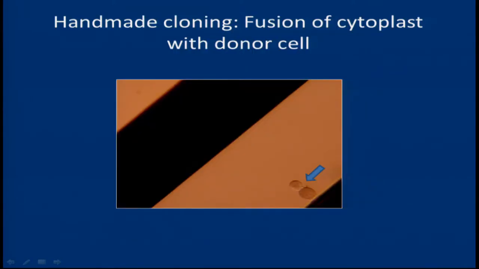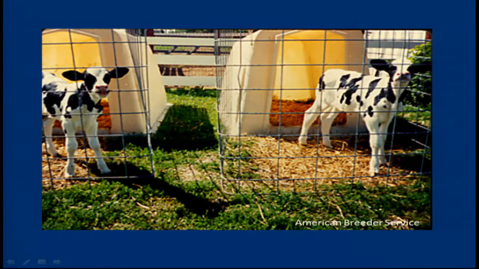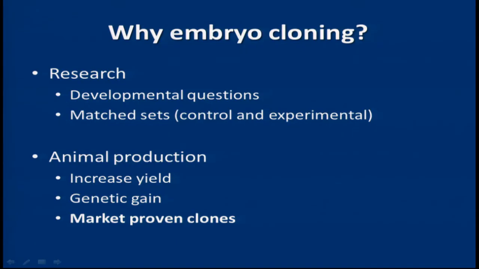But there's also another way of making embryo clones by somatic cell nuclear transfer, and that's to use handmade cloning. In this case, you remove the zona pellucida. This is the ooplast, and this is the blastomere to be fused. The advantage of this technique is that you don't need a micromanipulator. You can do the procedure just using a dissecting scope. And so using these procedures, as I say, you can obtain identical calves. So why embryo blastomere cloning?